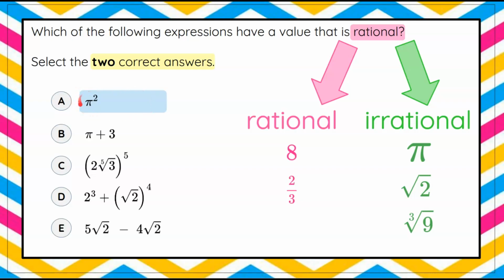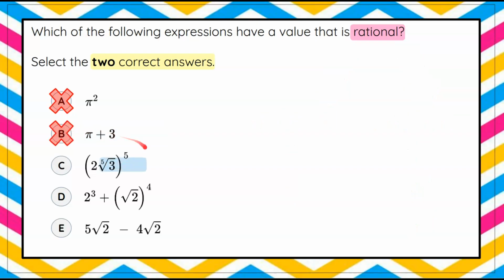So let's consider pi squared. No matter what I do to pi, it's always going to be irrational. So not rational, we're going to eliminate pi squared. Looking at B, pi add 3. Again, if I have an irrational number pi and I add 3 to it, it's still irrational. So we're going to eliminate that answer choice as well. All right, let's clear our workspace.